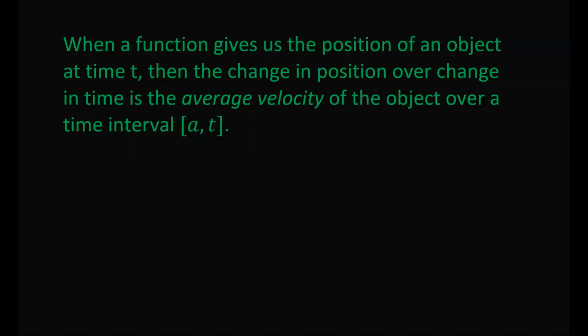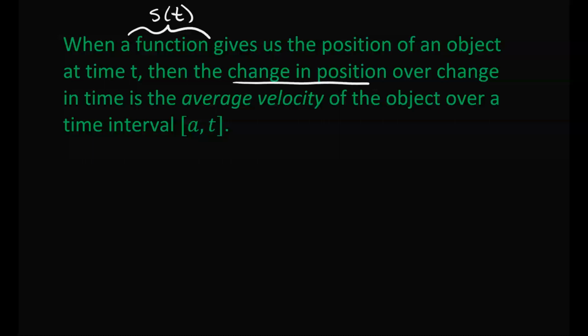So recall that when a function gives us the position of an object at time t, then the change in position over the change in time is the average velocity of the object over a time interval. So let's give some notation here. If our function represents position, it's often denoted s of t. S is just the traditional name for the position function, and then, of course, we use t because it represents time.